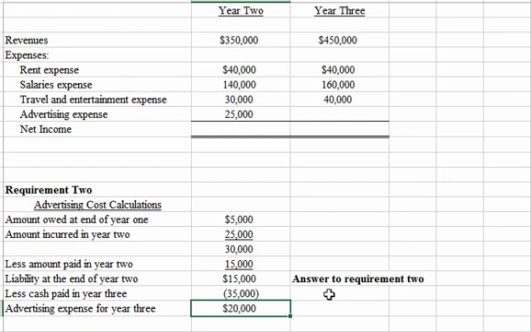And you might think, why would that work? Well, we know we owed them at the end of year 2 $15,000. We know at the end of year 3 we owe them nothing. Okay, so of this $35,000 paid in year 3, $15,000 of that wiped out what we owed them from year 2. The remainder of that $35,000 that got paid in year 3 was the expense for year 3, $20,000. We know that's the expense for year 3 because there's no balance owed to the advertising agency at the end of year 3.